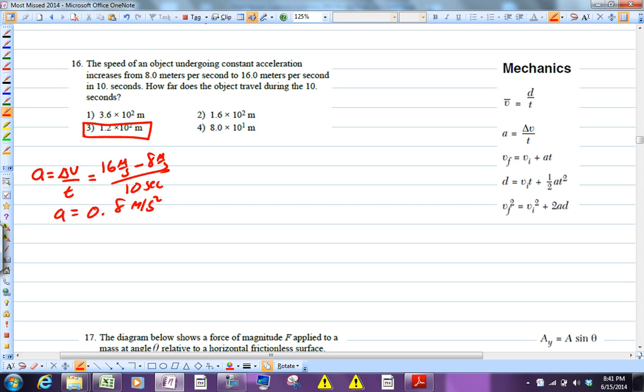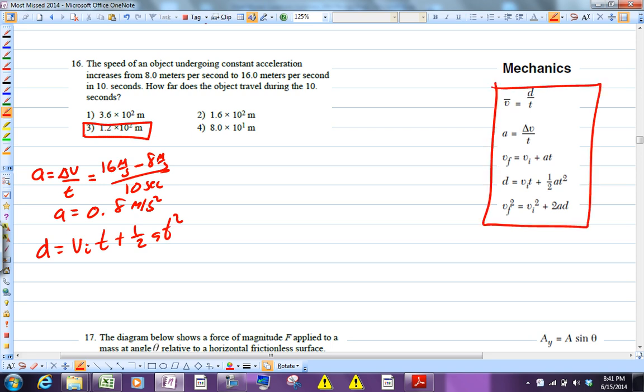But we're not done yet. They want to know how far it goes, and then you can use the d equals v_i t plus one half a t squared equation. By the way, here are the equations. Page 6, 50% of the exam. Look at it. When you plug in your numbers there, and I'm going to just save some time, you will get 120.